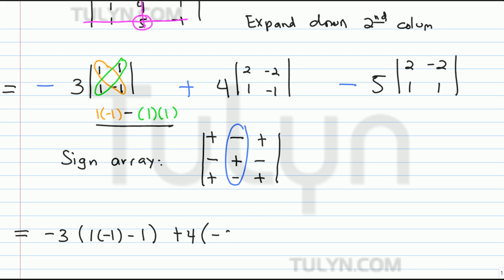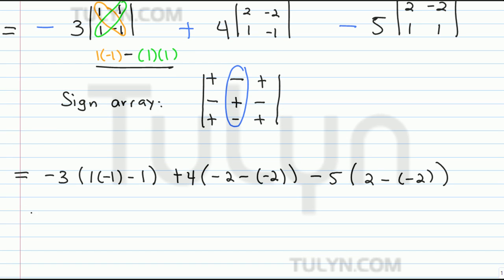2 times -1 is -2, minus 2 times -1, again, -2. And finally, the determinant of the 2 by 2 for the last one is 2 times 1, which is 2, minus -2 times 1, which is -2. So, great. Let's simplify further. We got -3. This is going to become -1, -1, -1.